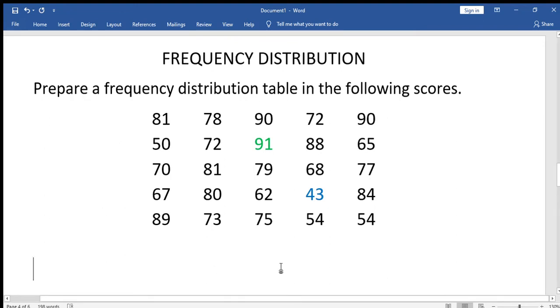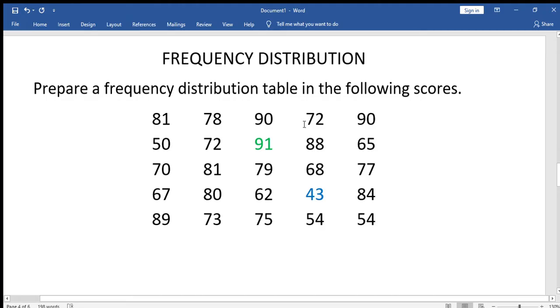Let us talk about frequency distribution. When we say frequency distribution, this is a collection of observations. Let's say we have the scores. Then we are going to sort them into classes, showing their frequencies of occurrences in each class. That's the meaning of frequency distribution.